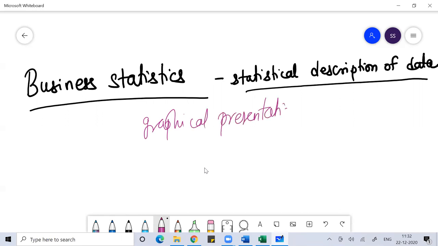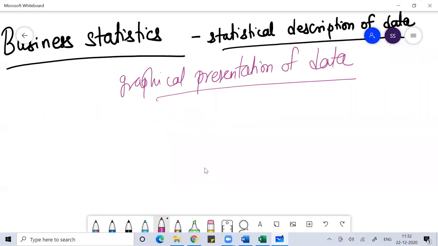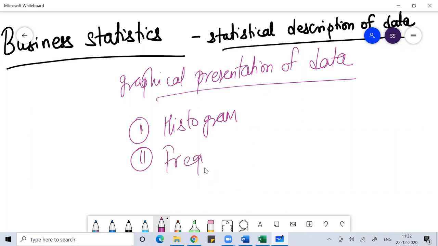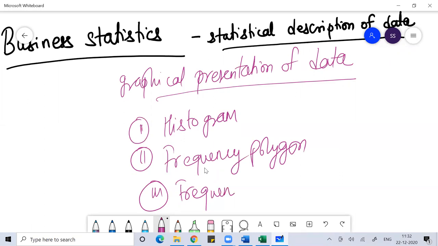Under graphical presentation of data, we talk about graphs like histogram, frequency polygon, frequency curve, and then ogive. These are what we're going to study today. With this, we'll end this chapter, graphical presentation of data and statistical description of data.